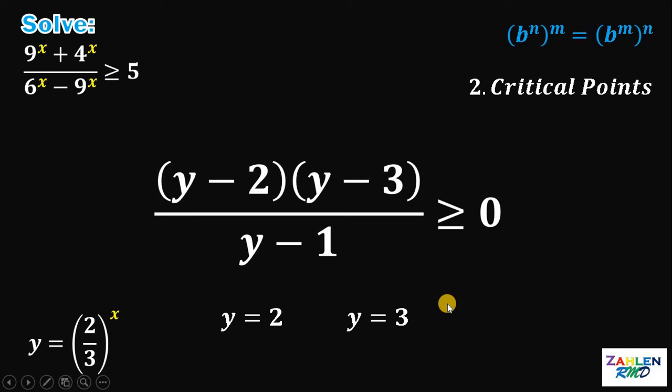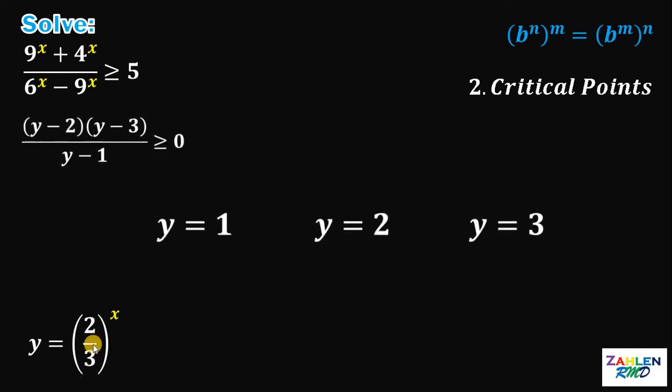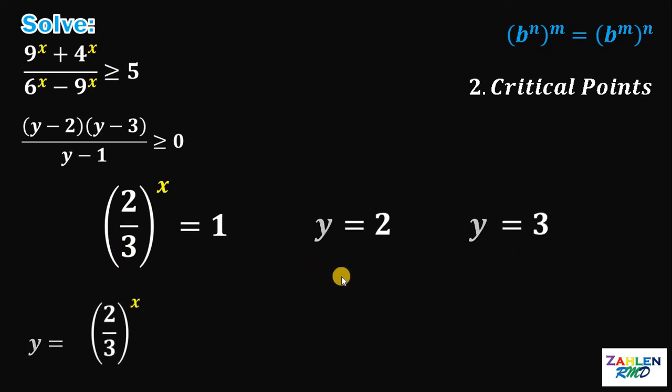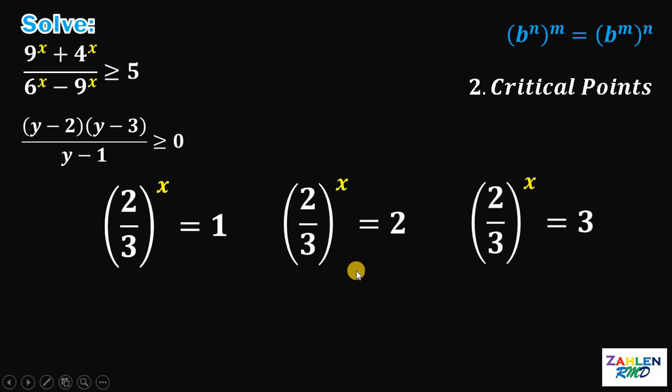Now do the same thing on the denominator. Y minus 1 equated to 0, then solve for y, and we get y equals 1. Now let's focus on these three results to solve for the value of x. We know that y must be equal to 2 over 3 raised to x. So this y is just 2 over 3 raised to x, and we will solve for the value of x.